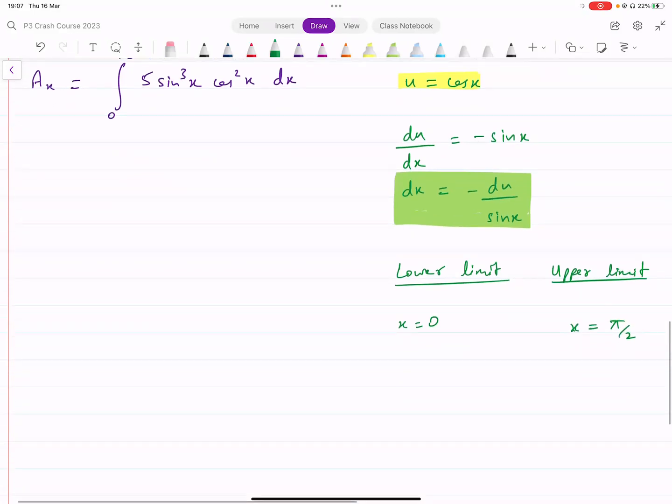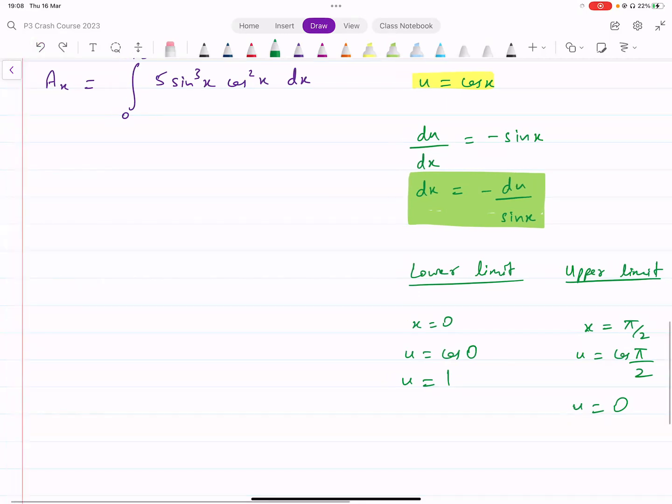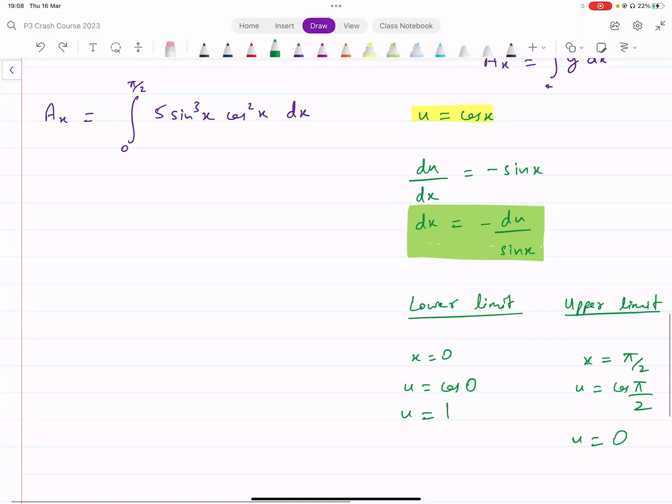What about the corresponding values for u? u equals cos 0. cos 0 is 1. So the lower limit turns out to be 1. And u equals cos π/2. cos π/2 is 0. So now you see the lower limit is turning out to be 1 and the upper limit is turning out to be 0. Okay, don't just switch it randomly. If you want to switch it, you'll have to put a negative sign there. Otherwise, you can just keep them like this as well, and that will give you the correct result. We'll see how that works.